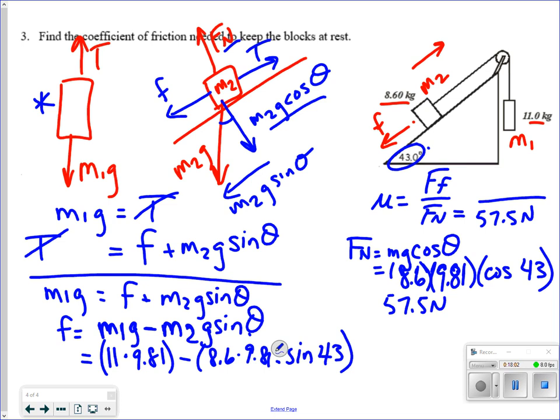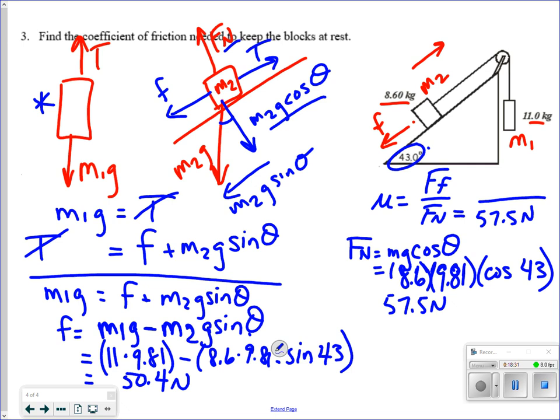M2 is 8.6 times 9.81 times the sine of 43 degrees. So 11 times 9.81 minus 8.6 times 9.81 times sine of 43. Okay, and I'm getting friction of 50.4 newtons.